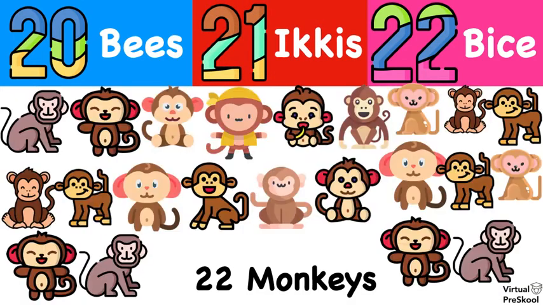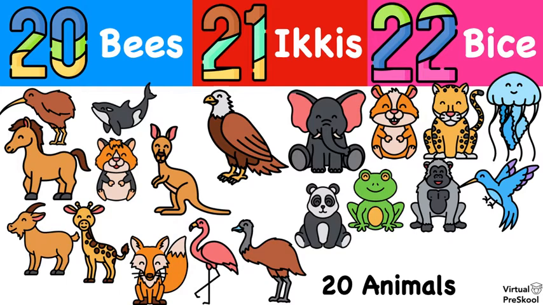There are 22 monkeys. What's 22 in Hindi? 20, 21, or 22? 22. There are 20 animals. How do we say 20 in Hindi? 20, 21, or 22? 20.